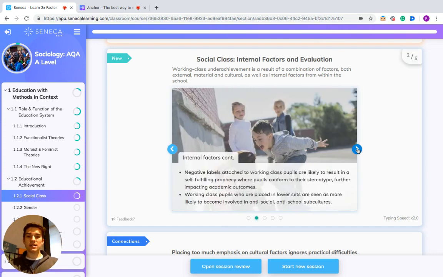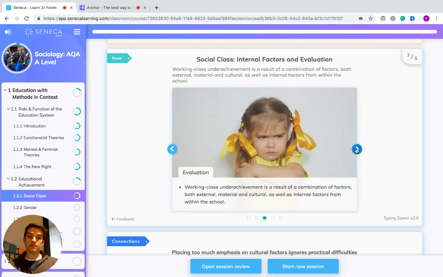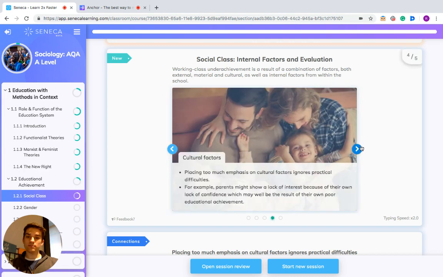Also, negative labels attached to working class pupils are likely to result in a self-fulfilling prophecy where pupils conform to their stereotype, further impacting academic outcomes. Working class pupils are often placed in lower sets and are seen as more likely to become involved in antisocial or anti-school subcultures. Working class underachievement is a result of a combination of factors, both external, material, and cultural, as we've discussed, as well as internal factors from within the school.